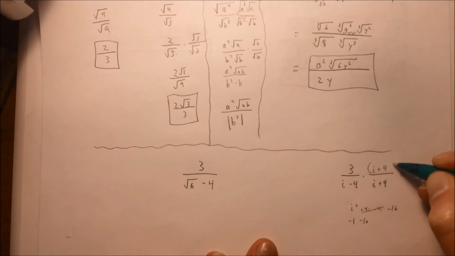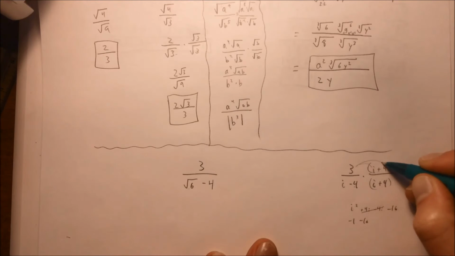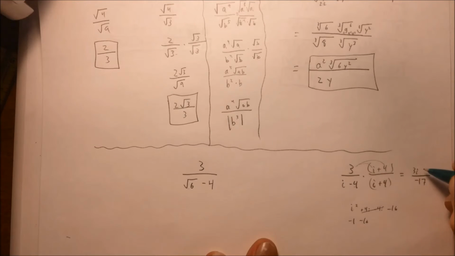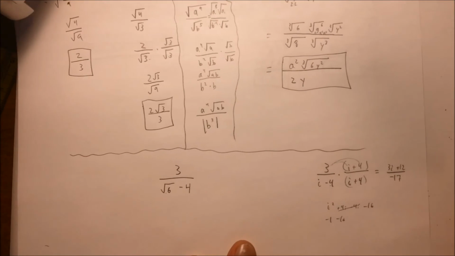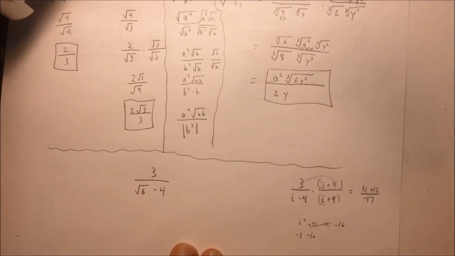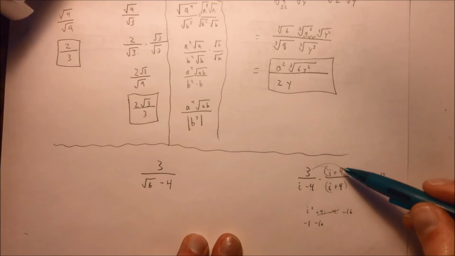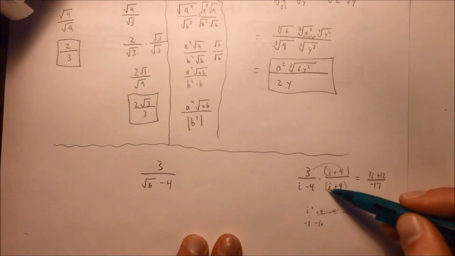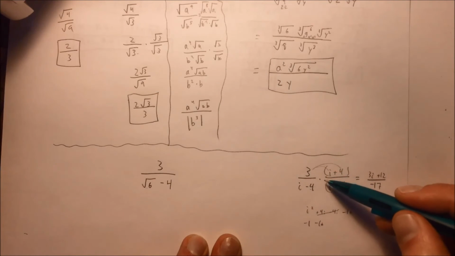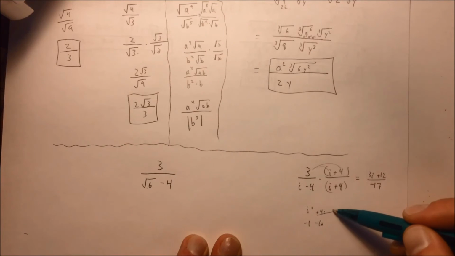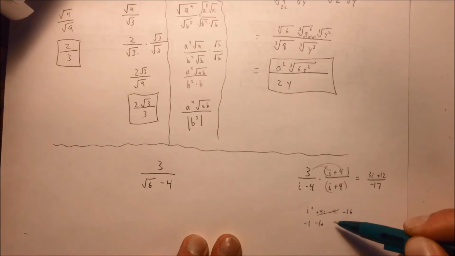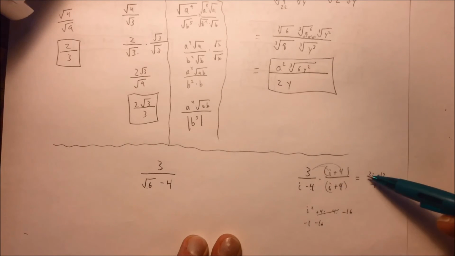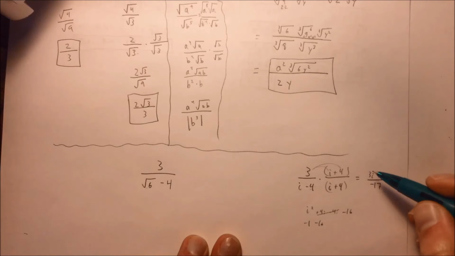And then just distributing this on top gives me 3i plus 12. So, multiply the bottom by the conjugate here, and that gave me i squared plus 4i minus 4i minus 16. Then negative 1 minus 16. And then distribute the top, just like that.